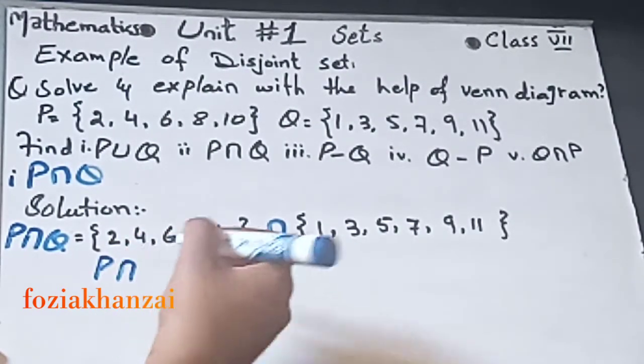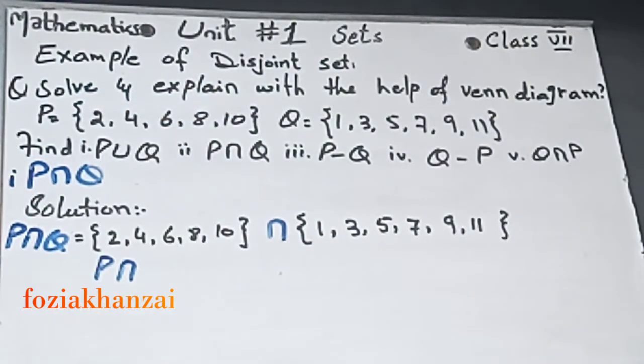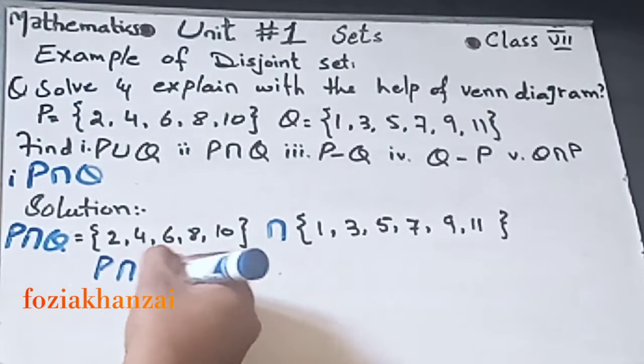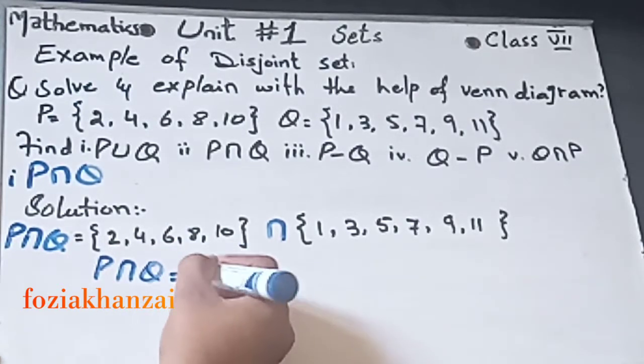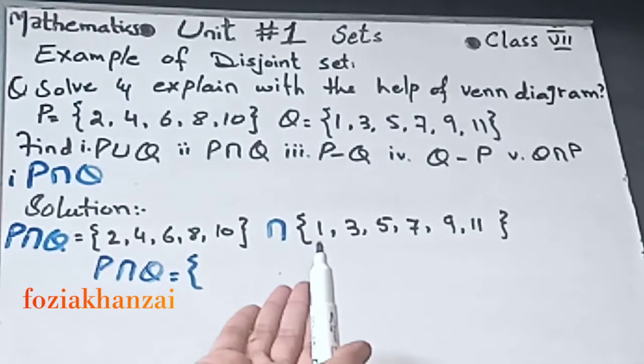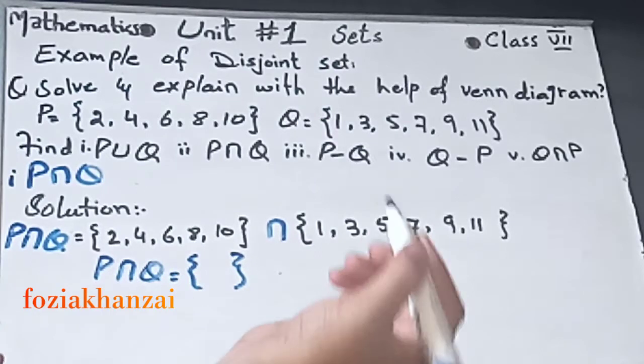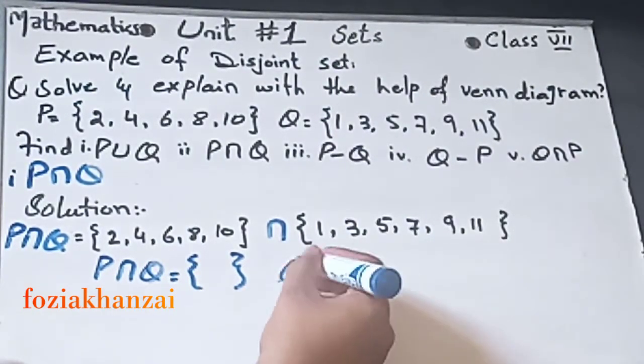Second part, find P intersection Q. Intersection means just write down the common elements between the sets. Write down the common elements, P intersection Q. Between them I think there is no common element. All elements are different. That's why the answer is null set.